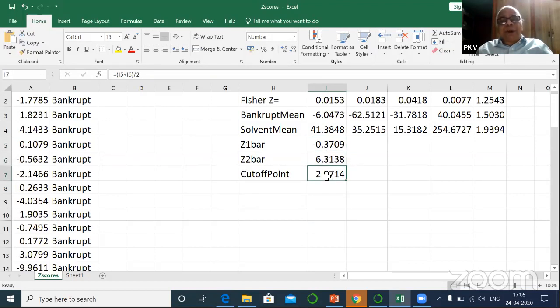If I don't take the midpoint, the classification will be: if the score is less than minus 0.37, it is bankrupt; if it is greater than or equal to 6.31, it is solvent. But what will happen if it is in between? The question will come, and therefore the midpoint is recommended by Mahalanobis, which gives the cutoff point score of 2.97. And that is nothing but the Z score evaluated at the group centroid. Is it clear?